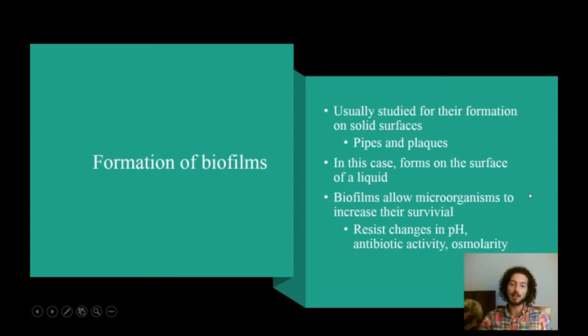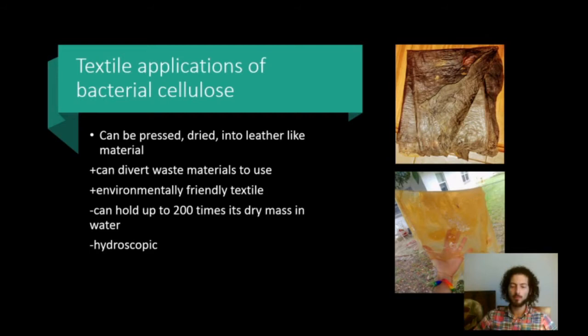This product can be applied to several different things. First, the textile applications. It can be pressed or dried into leather-like material. And this image shows a pellicle that is still wet. And you can see how it is translucent because it can hold up to 200 times its dry mass in water. This one is dry, and you can see that it looks a lot more like leather.